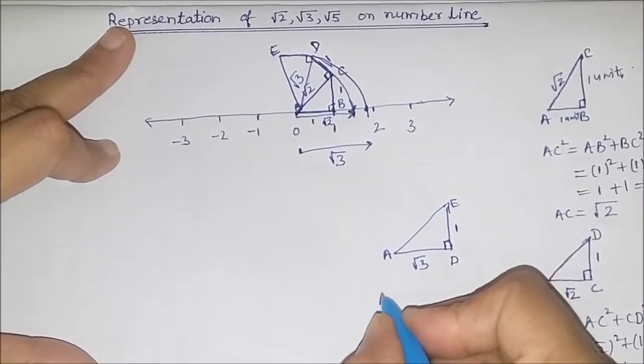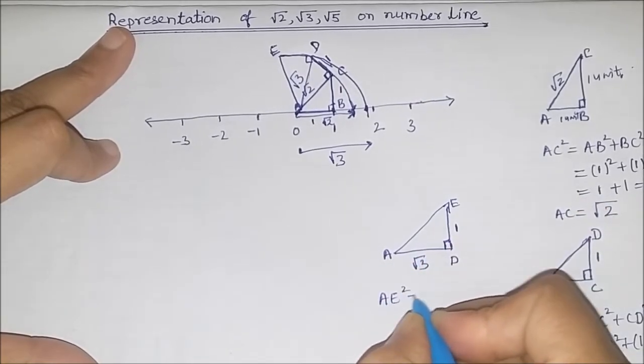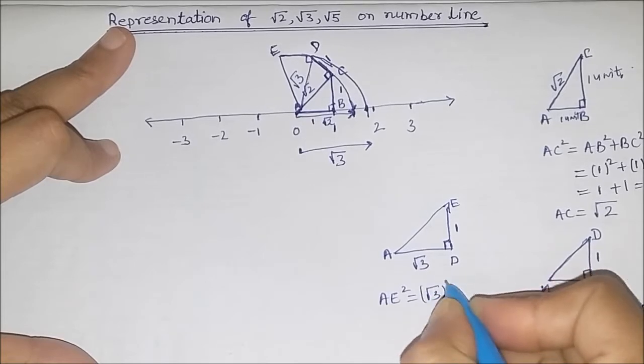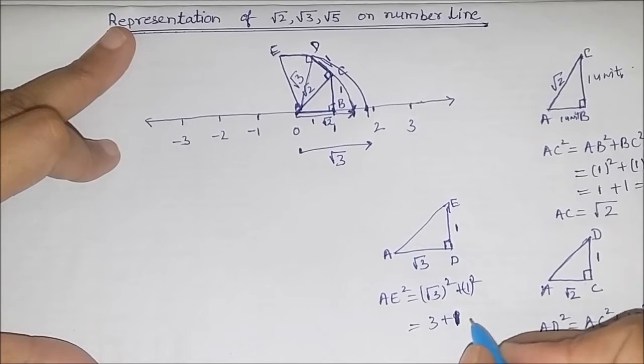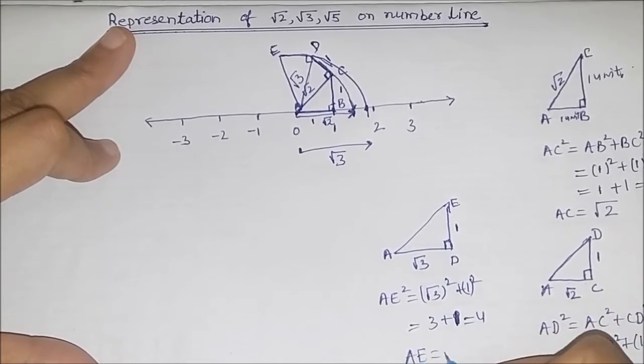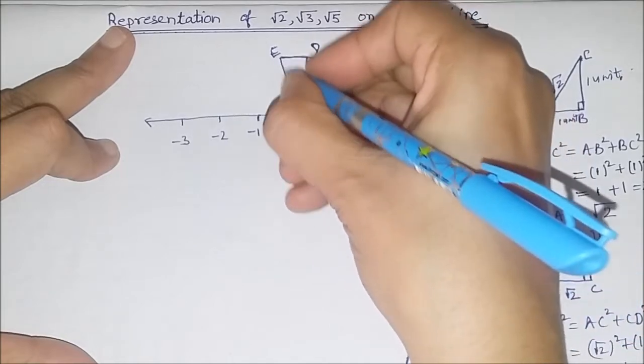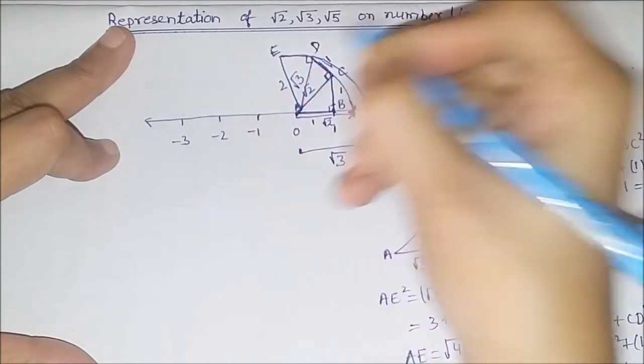Using Pythagoras theorem, AE square is equal to root 3 square plus 1 square. This is 3 plus 1, that is 4, and we say that AE is equal to square root of 4. This is 2. So this length AE is 2 now.